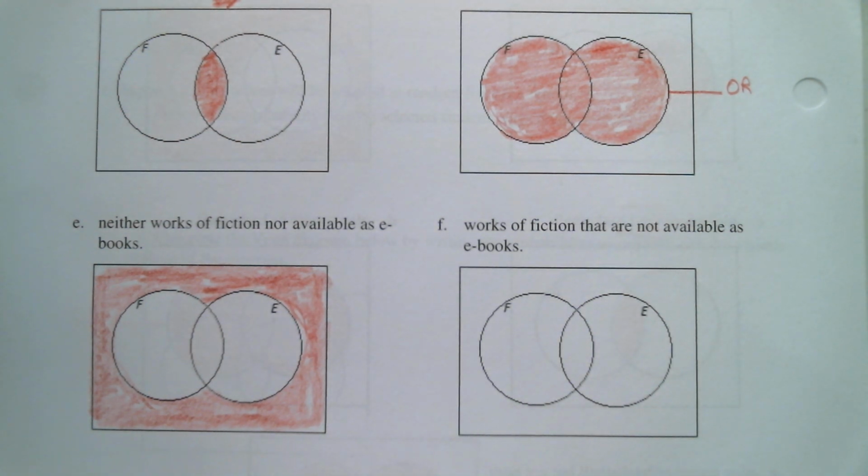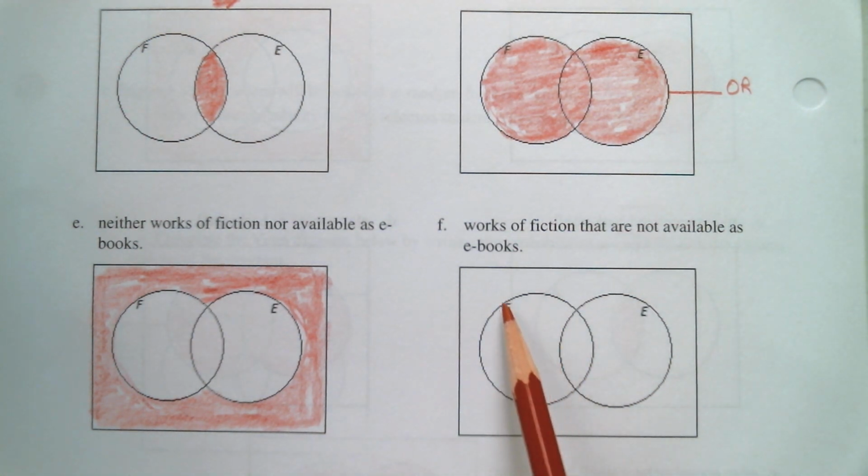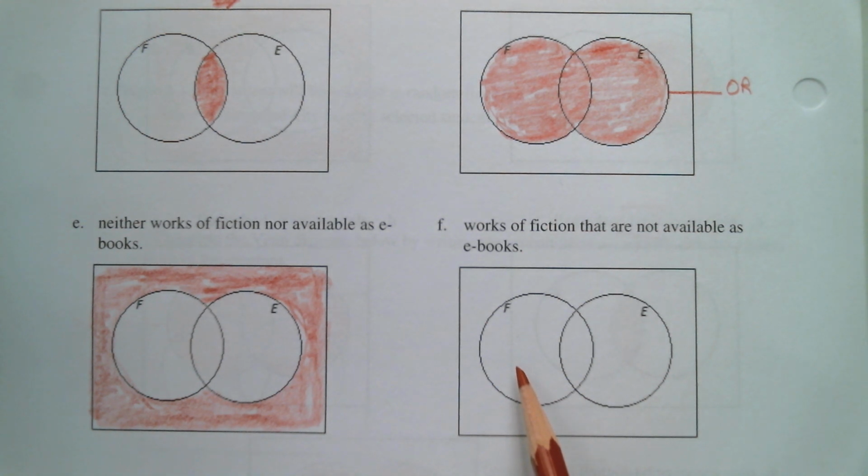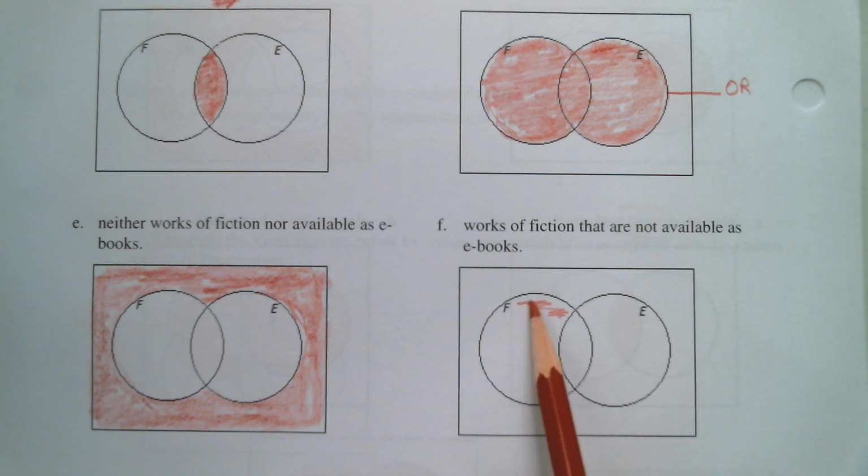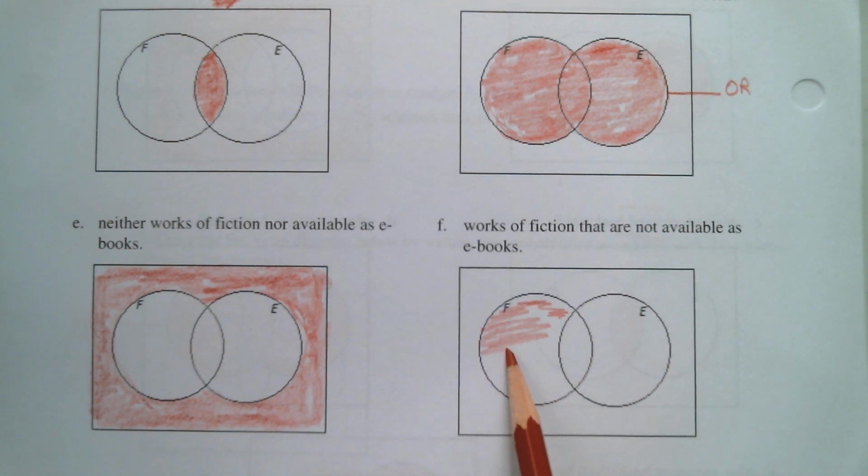F, works of fiction that are not available as ebooks. So we want works of fiction that are not available as ebooks. Well, these are the works of fiction that are available as ebooks, so we don't want to include that. So we want just this portion of circle F.